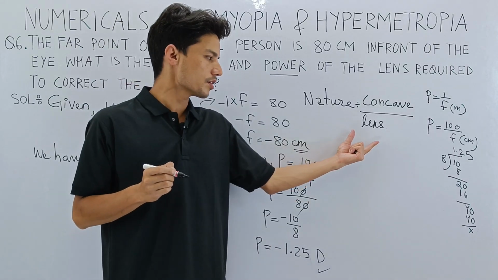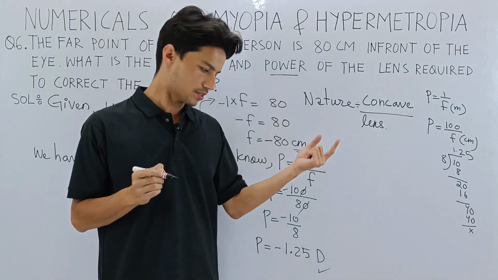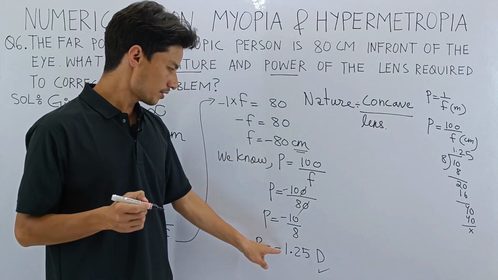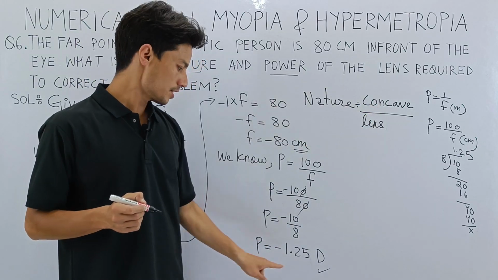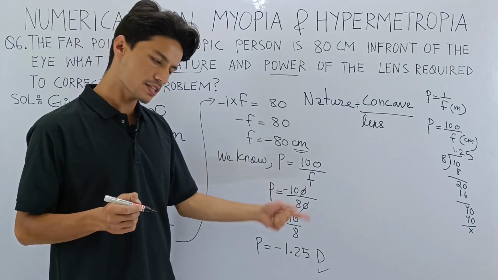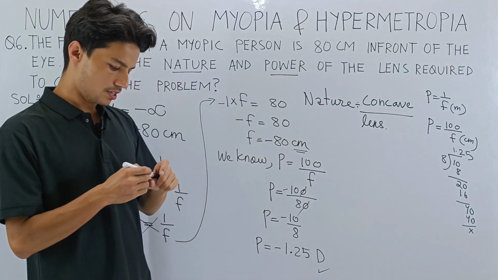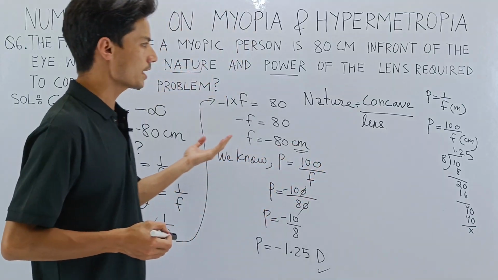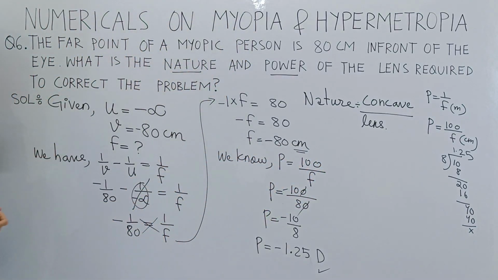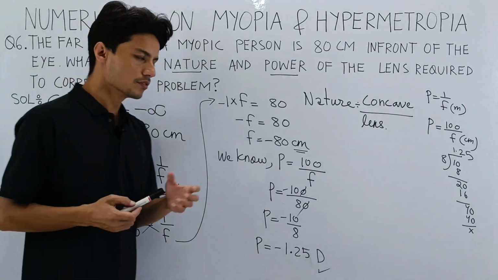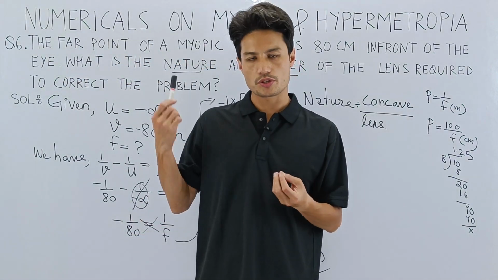Remember, correction for myopia is concave lens. So you should be getting negative here because the lens is a concave lens. If it is a convex lens, power should be positive. So this is how it is done. Like I said, it's not difficult, it's very easy. All right, so now we will do the other question also.